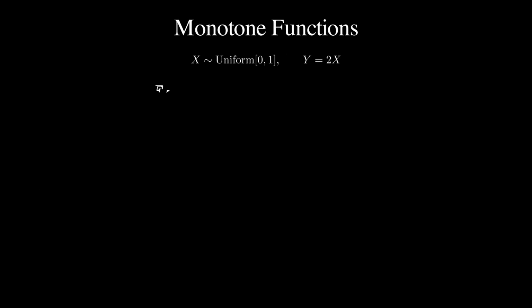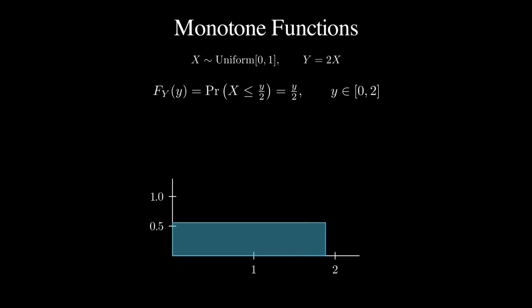The gentlest instance, x uniform on 0, 1, and y twice x. For y between 0 and 2, y at most y means x at most y over 2, so F of y at y is y over 2. The density of y is 1/2 on 0, 2. The rectangle stretches to double width and half height, and the area stays 1. An affine function of a uniform random variable is uniform.